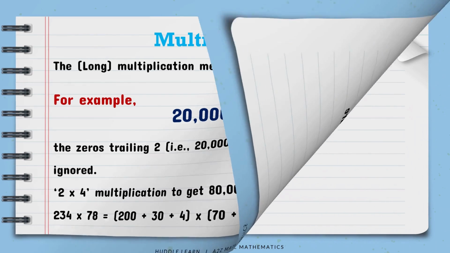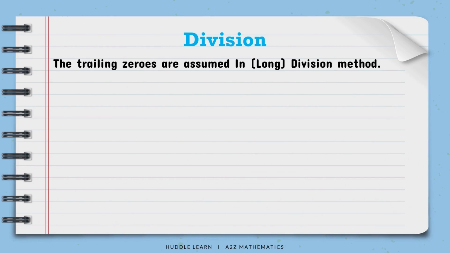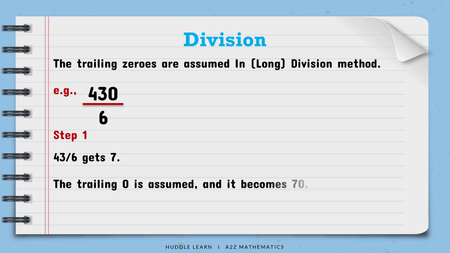In the long division method, the trailing zeros are assumed. For example, in 430 divided by 6, we divide 43 by 6 in step 1 to get 7. And the trailing zero is assumed and it becomes 70. Thus, we don't divide 430 but just 43. Indeed, 430 by 6 is 71 and the remainder is 4.